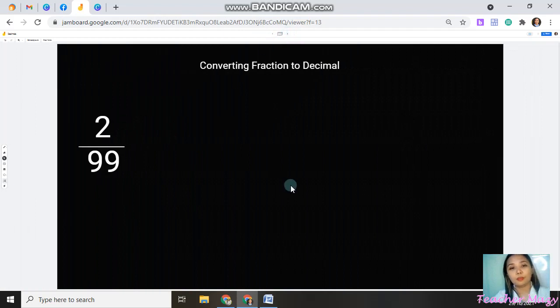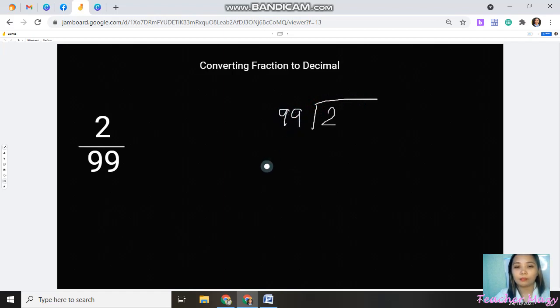Next, how about this one? Let's see if it is an example of a terminating or non-terminating decimal. Let's use division. So 2 divided by 99 is 0, 0 times 99. Let's add another 0. So 20 divided by 99 cannot be done either.